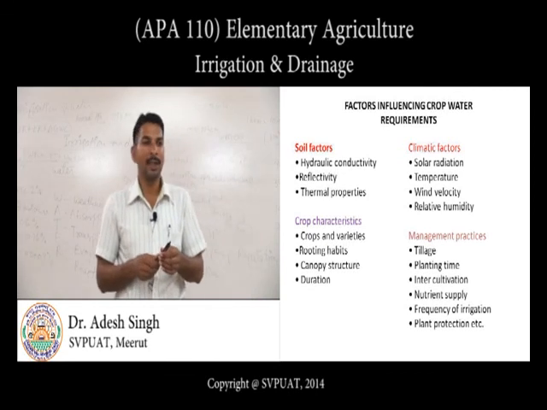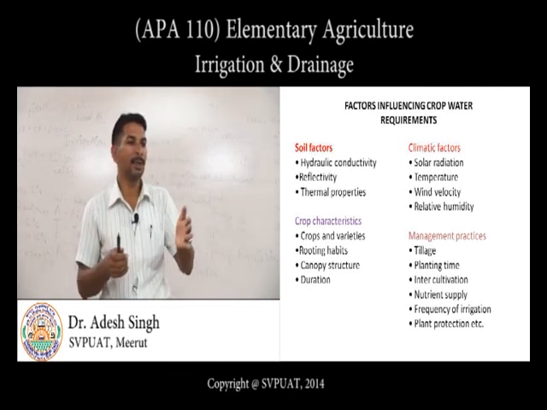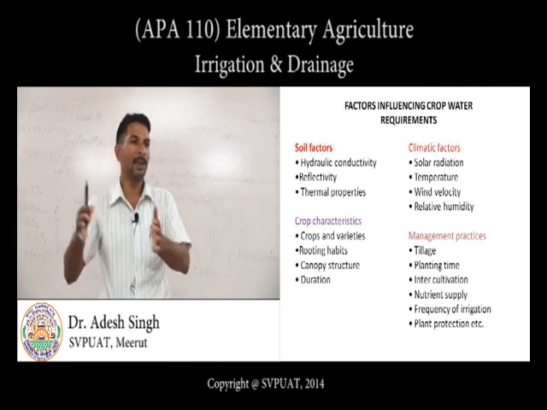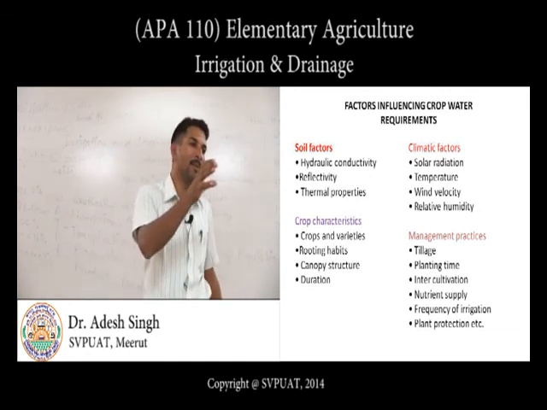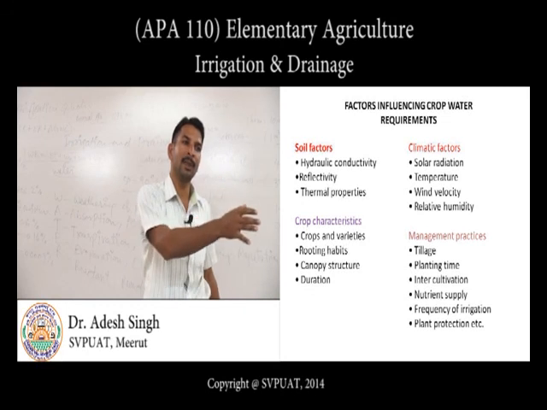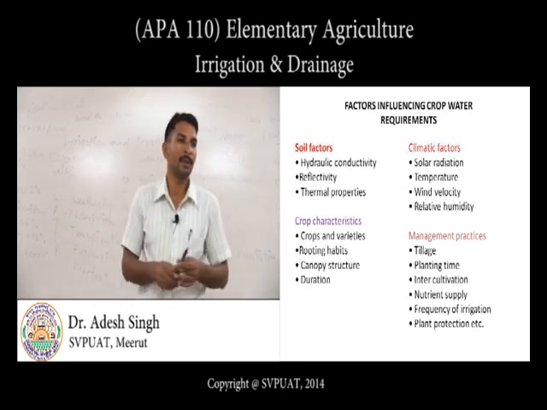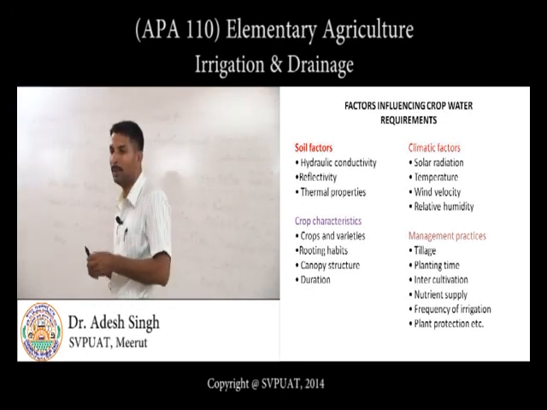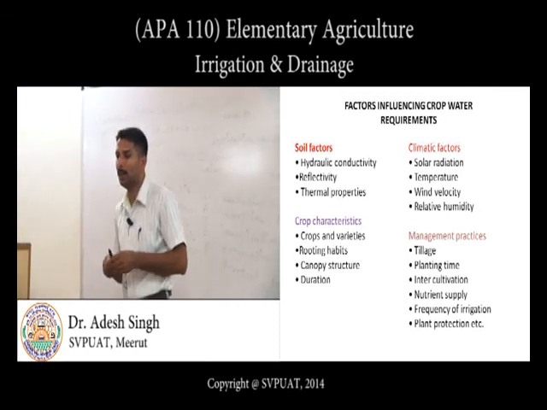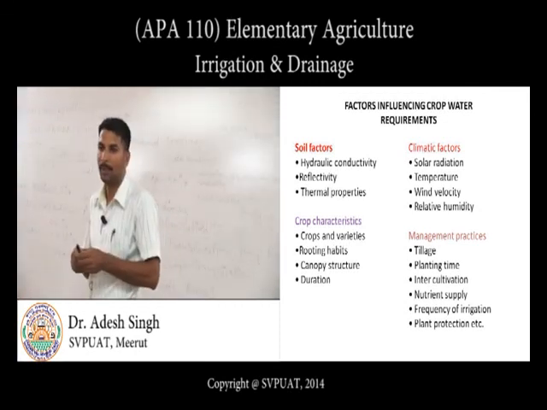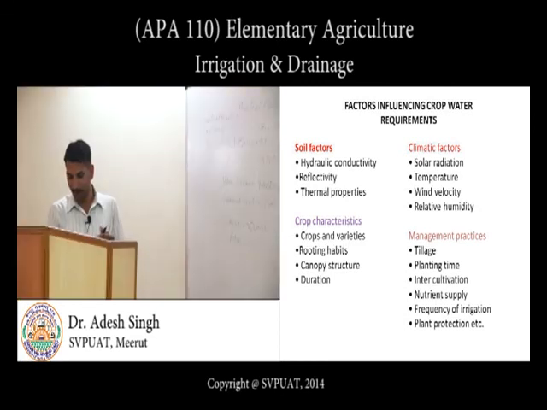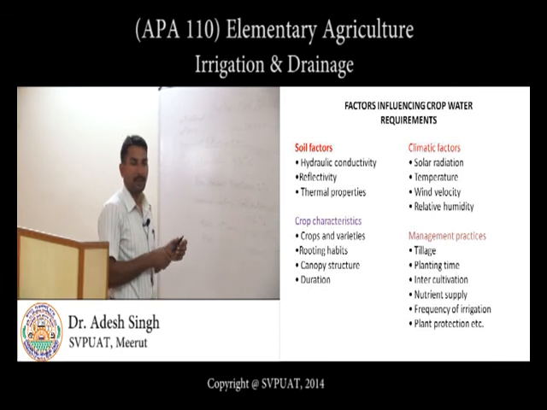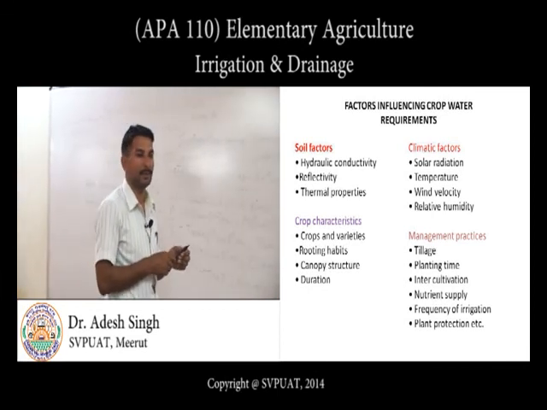For example, if solar radiation is more in the month of June than in the month of October, then the water requirement of a particular crop is higher in June as compared to October. Another factor is the management factor, for example tillage, weed management, intercultural operations, nutrient management, plant protection measures, etc.